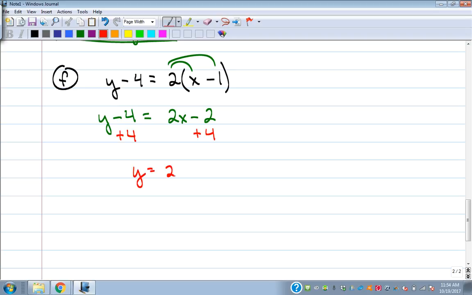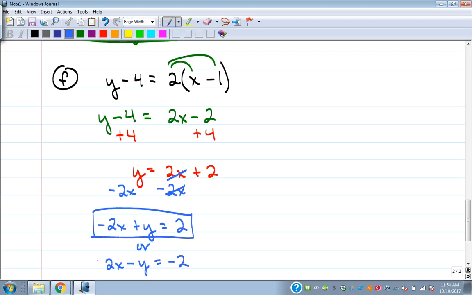Because then, now, isn't this problem like the first 5 we've done? Yeah, once you get it to slope-intercept form, it's just like the others. Subtract 2x, negative 2x plus y equals 2, or 2x minus y equals negative 2. Either of those is a correct standard form for that.